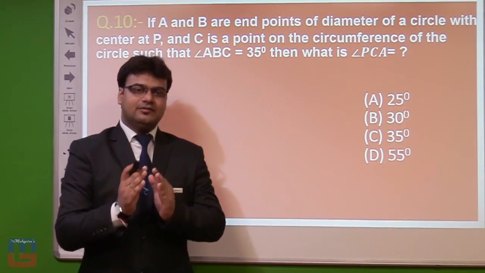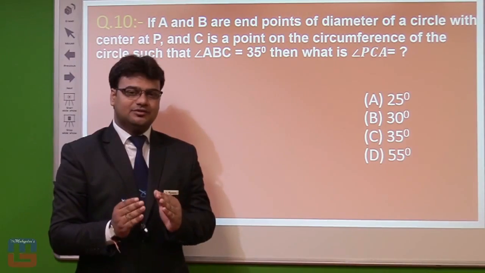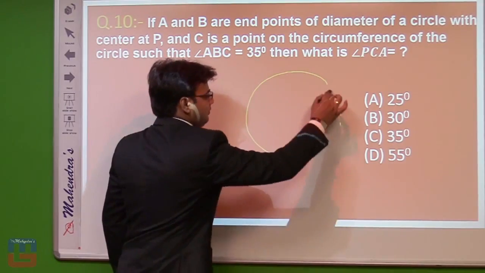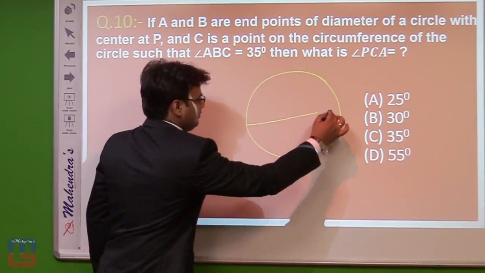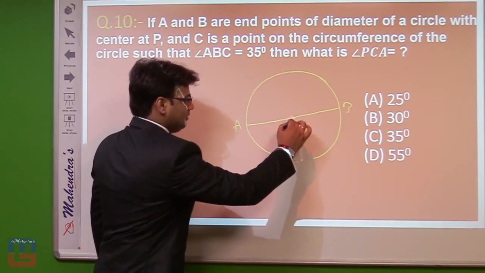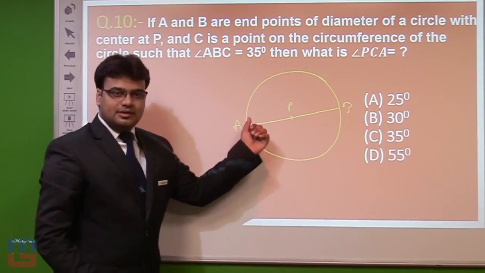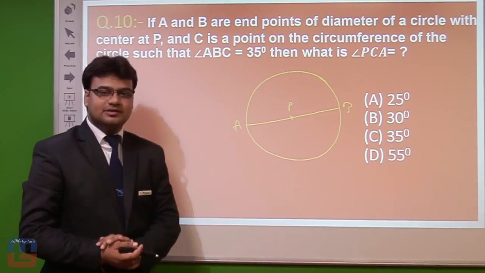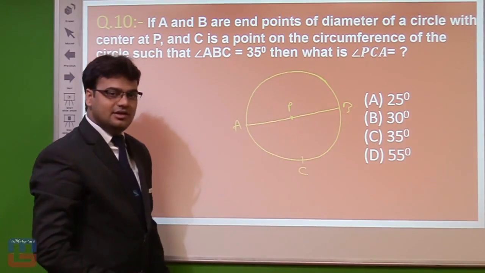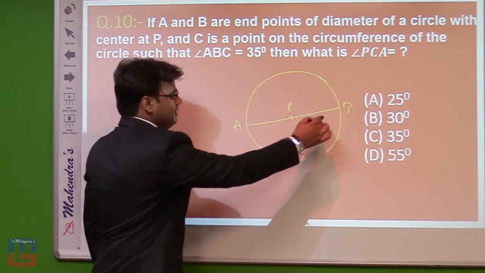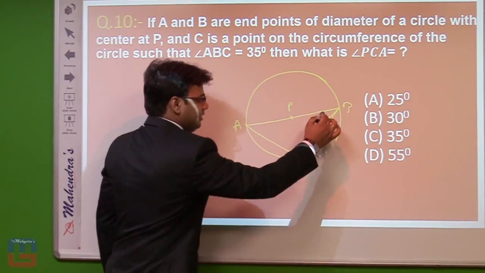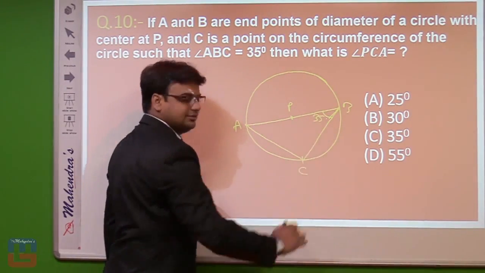Next question. If A and B are endpoints of the diameter of a circle with center P, that means a circle with diameter AB, and the point P is the center. Another condition: C is a point on the circumference of the circle, and angle ABC is 35 degrees.